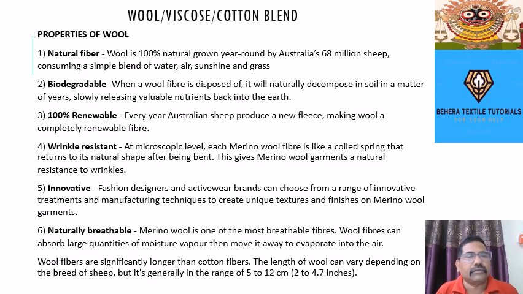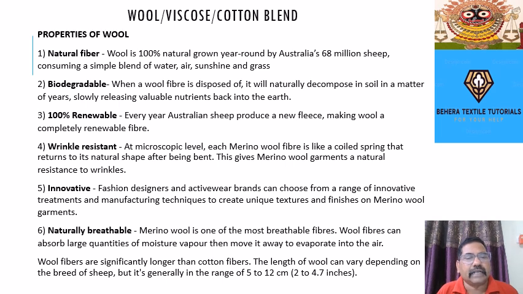Properties of wool. It is natural fiber. The wool is 100% natural, grown year round by Australia's 68 million sheep, consuming a simple blend of water, air, sunshine, and grass. It is biodegradable. When a wool fiber is disposed of, it will naturally decompose in soil in a matter of years, slowly releasing valuable nutrients back into the earth. 100% renewable. Every year, Australian sheep produce a new fleece, making wool a completely renewable fiber.